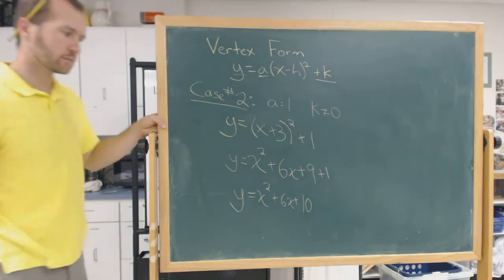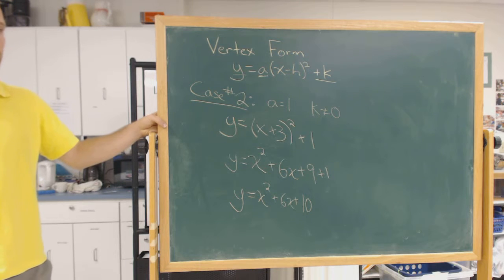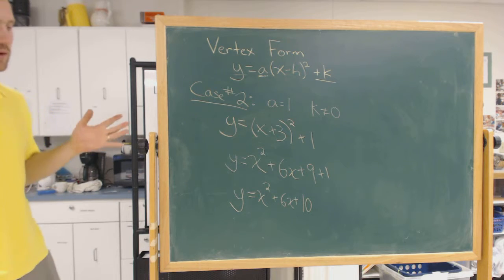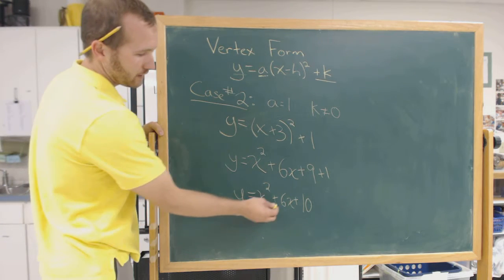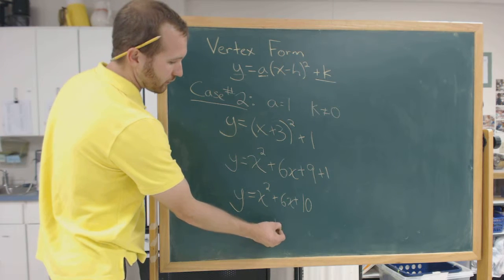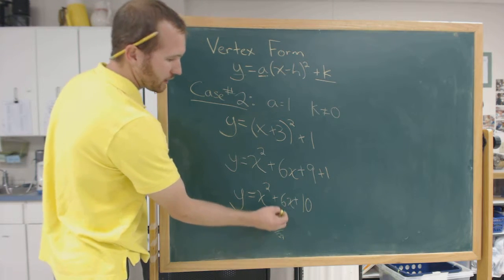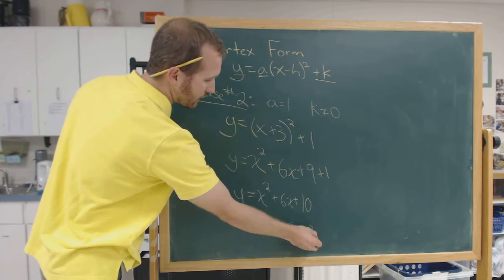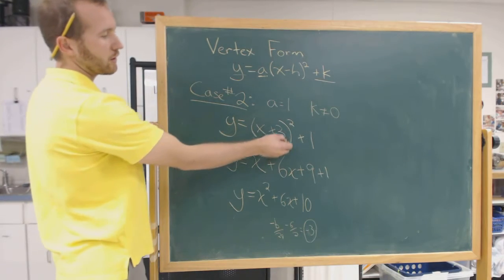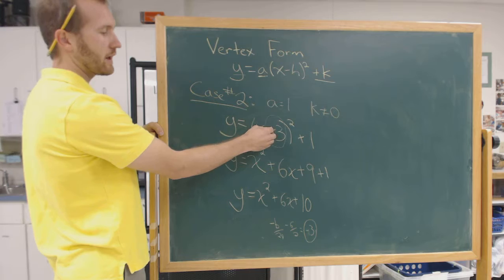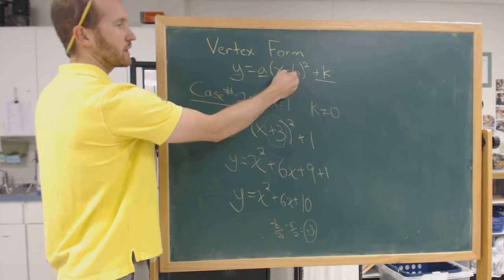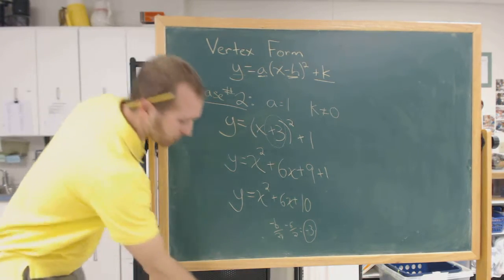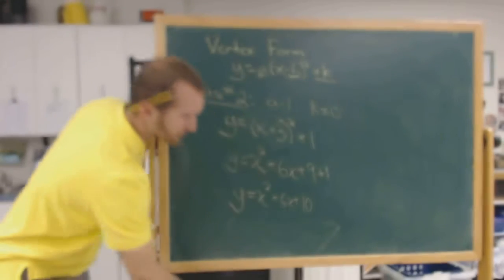plus 10. This is my standard form. These are the same parabola. If I were to graph this and graph this, I would get the same thing. I can sort of prove that to myself by using my vertex formula. Negative b over 2a would be negative 6 over 2, which would be negative 3. And then up here, remember, this is a negative 3 because h is already negative in the equation. So I can see that these are the same, and if I were to actually graph them, I promise you they would look the same.